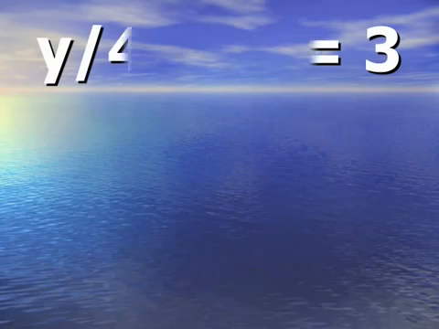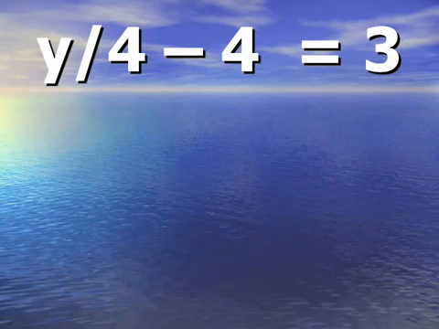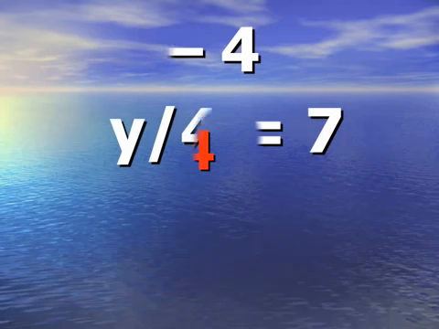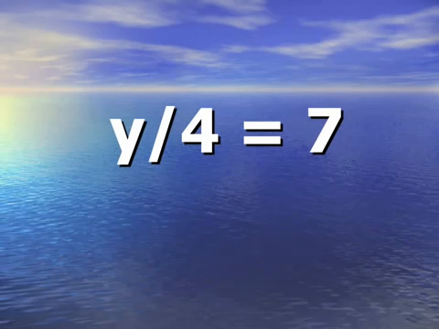Our third example. This equation is y divided by 4 minus 4 is equal to 3. Well now, first I take care of minus 4. The opposite of that is plus 4 to both sides of the equal sign. That gives me y divided by 4 is equal to 7.